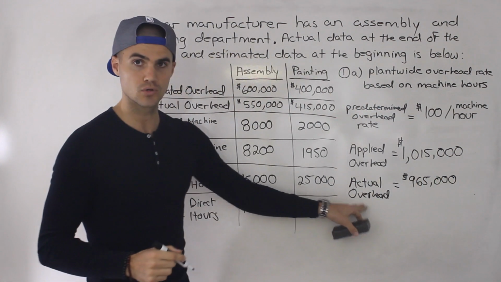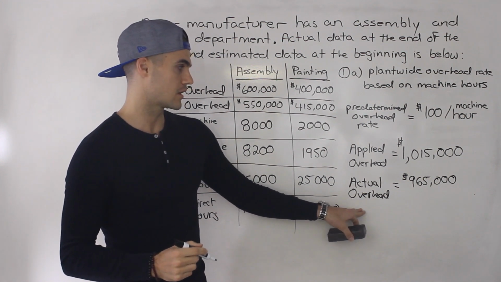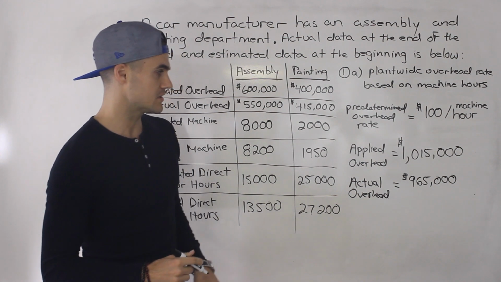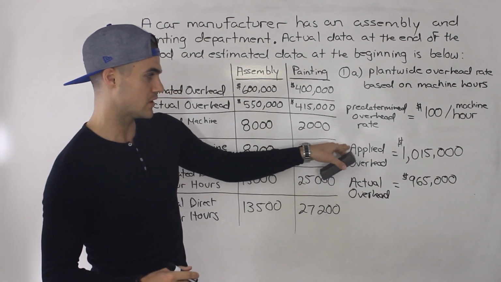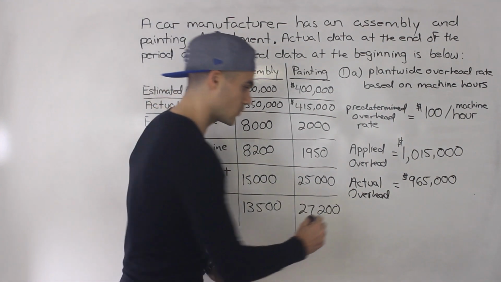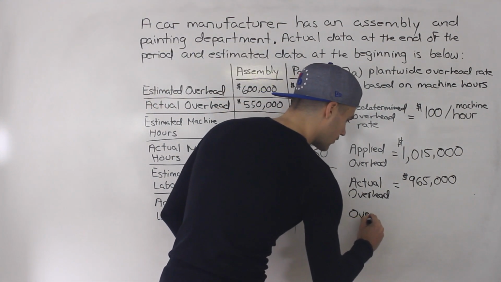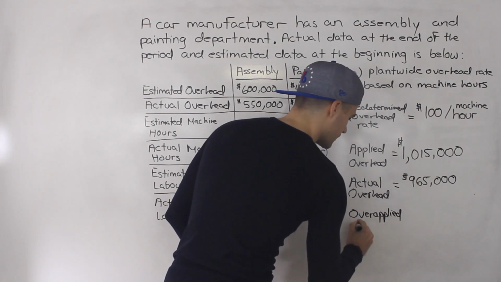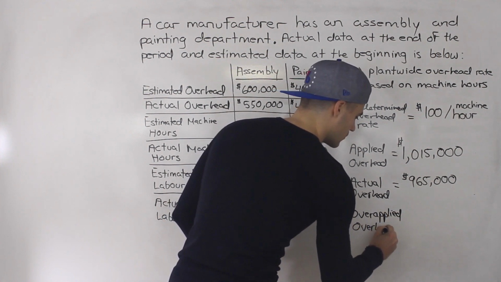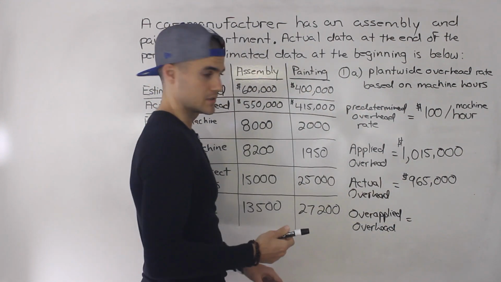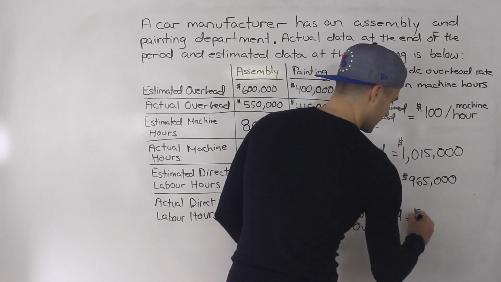So that's the actual overhead that was incurred, but we applied 1,015,000. So what does that mean? Notice that we applied more than we were supposed to, so we over applied overhead. And it's just the difference between these two, which is 50,000.